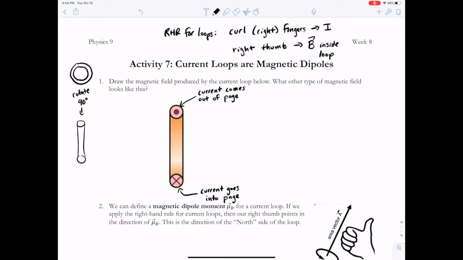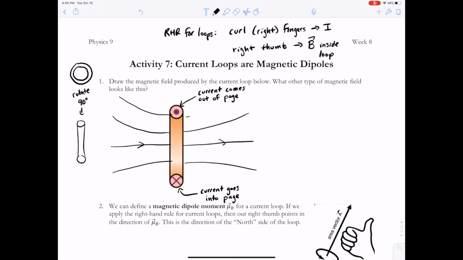So if we were to curl our fingers so that our fingers would point out of the page at the top of the loop and then curl around and point into the page at the bottom of the loop, our thumb would be pointing to the right. That means that the magnetic field on the inside part of our loop is directed to the right. And so if I were to draw some magnetic field lines, they would look like this. So there's our field going through the loop, directed to the right, and we can draw some more field lines like this, a couple more, and then make sure we add our directions.